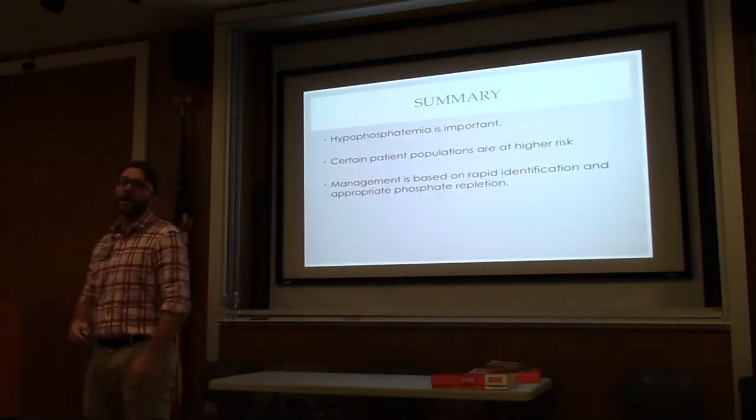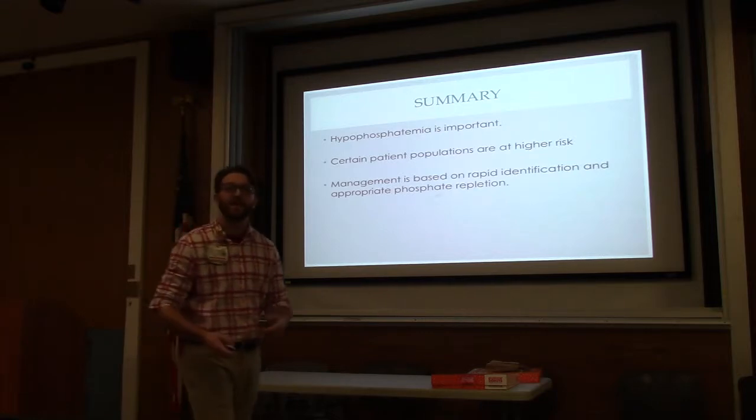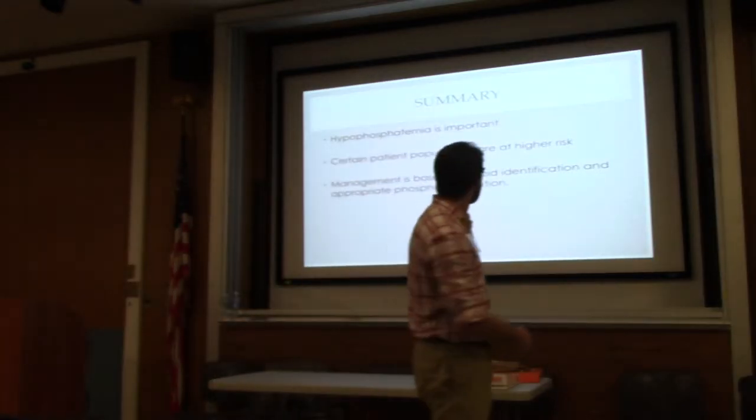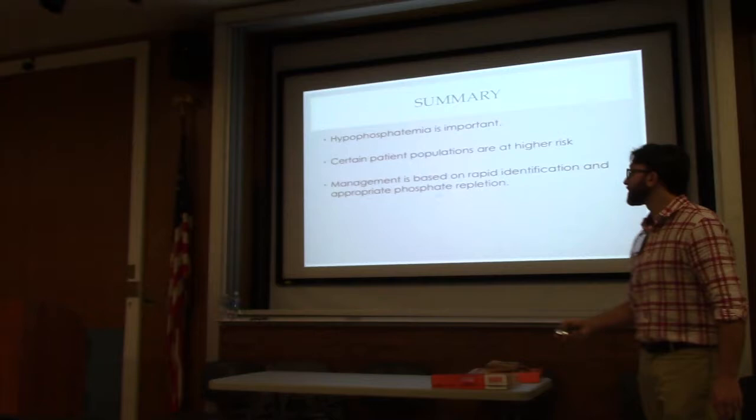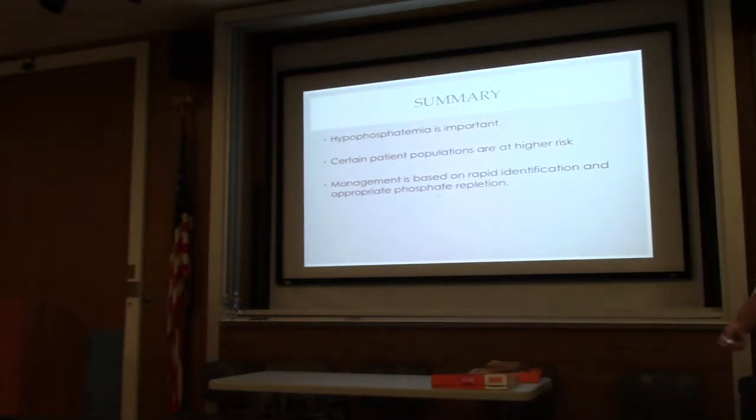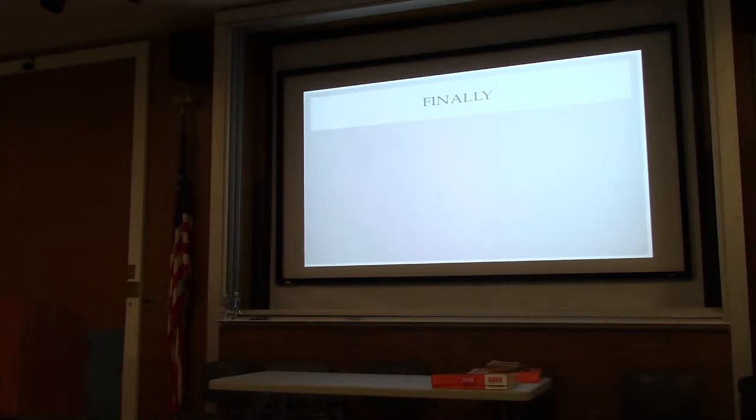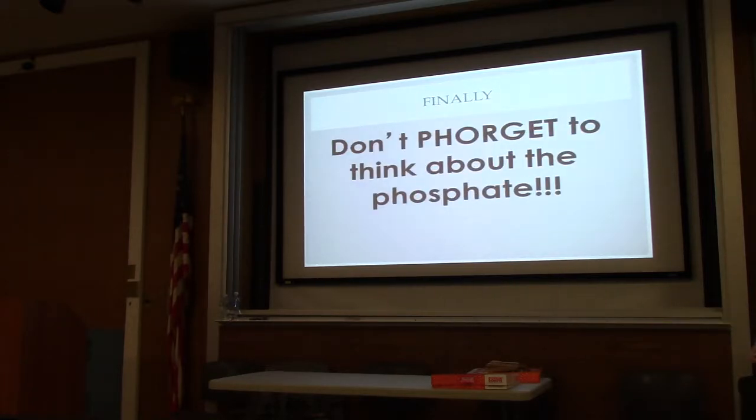So in summary, hypophosphatemia is important. It has a lot of clinical manifestations. Certain populations are at higher risk for it. Management is based on rapid identification and appropriate phosphate repletion. Finally, don't forget about the phosphate.